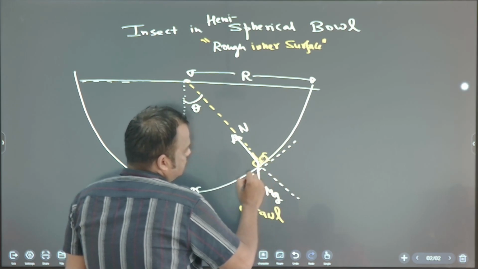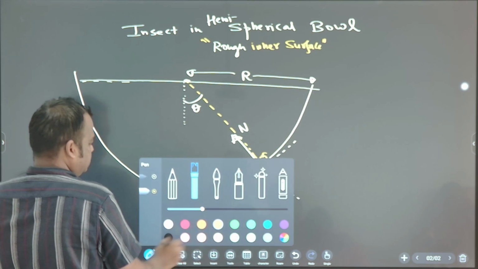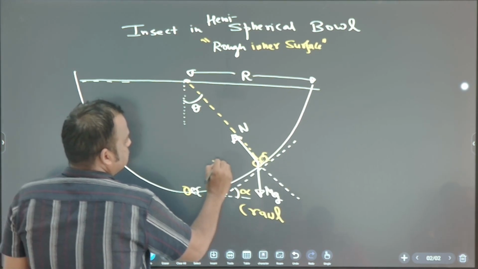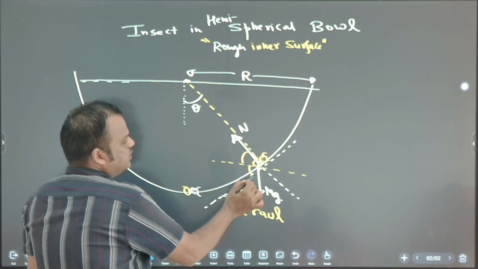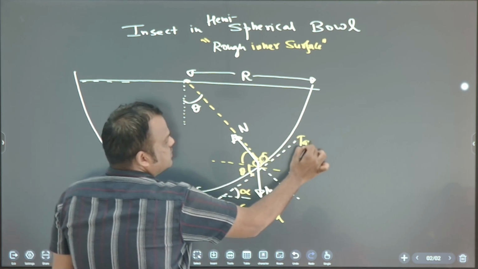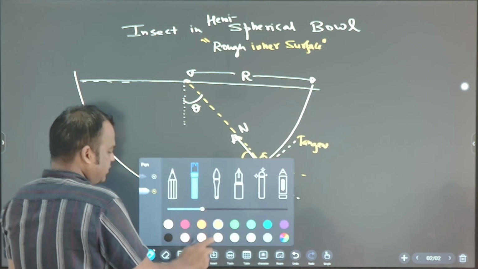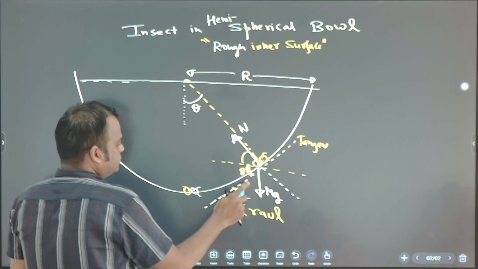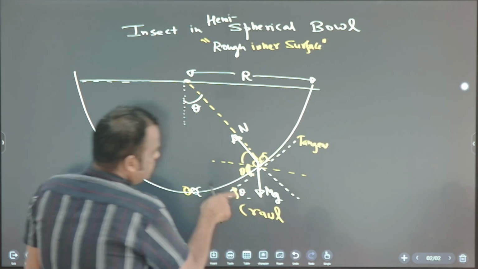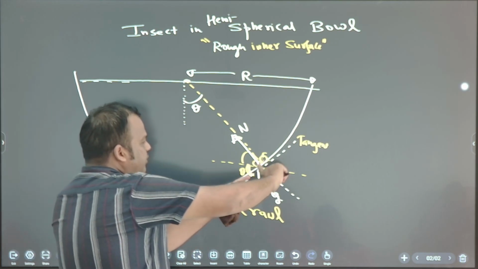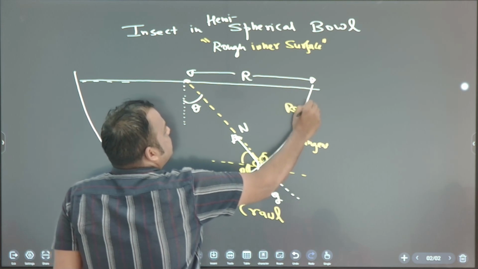You draw a tangent here. What is this angle? Suppose this angle is alpha. This is theta. Now what is this angle? 90 minus theta. This is the tangent. So what is this angle? Same? Correct, that is also theta. So basically the insect is going along an inclined plane for a moment, and the angle of inclination is theta. It is a rough surface.